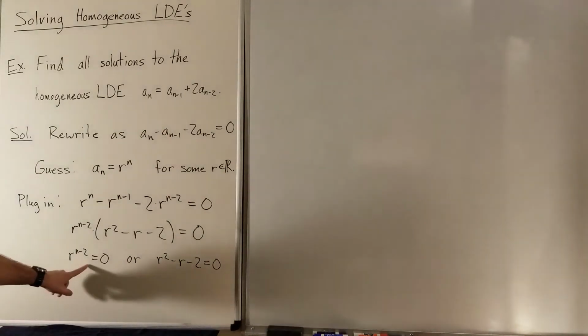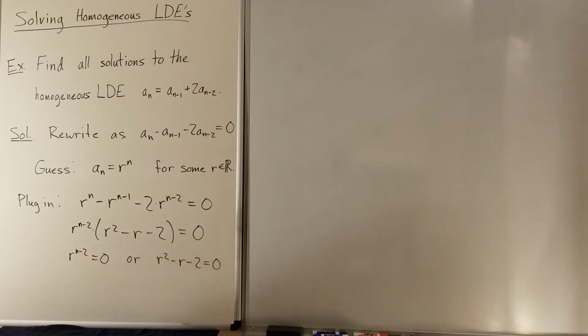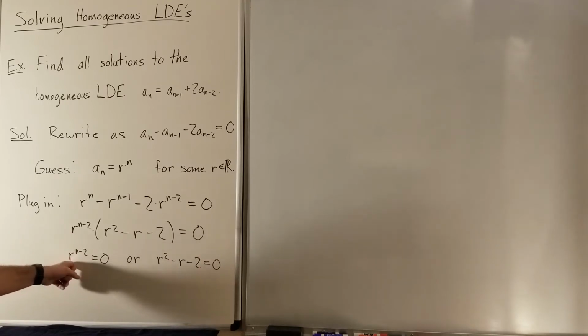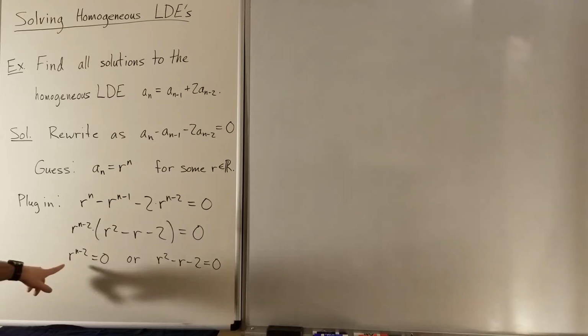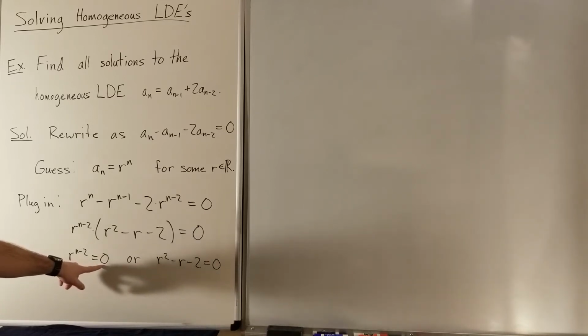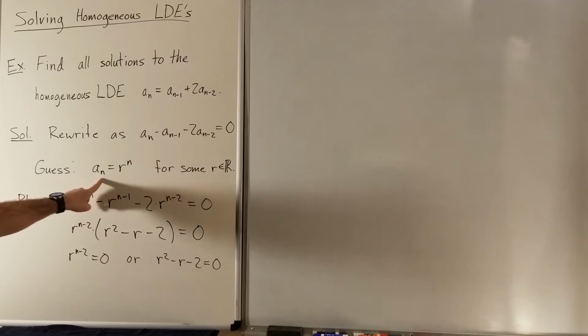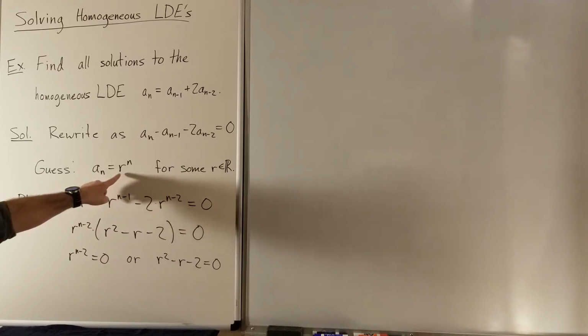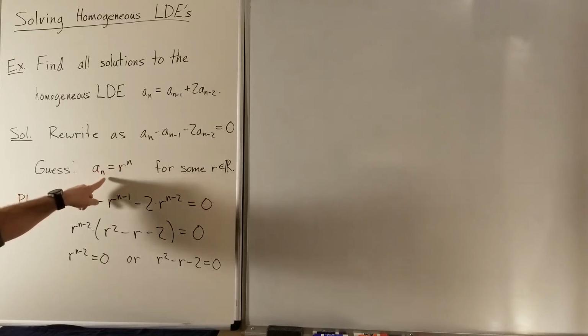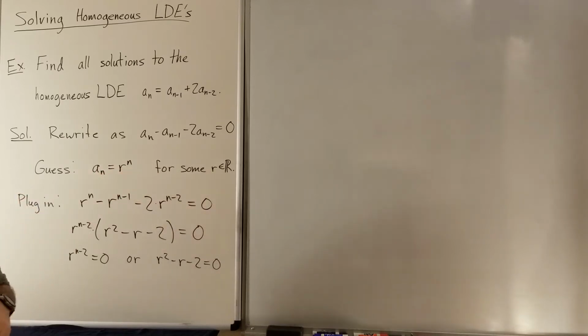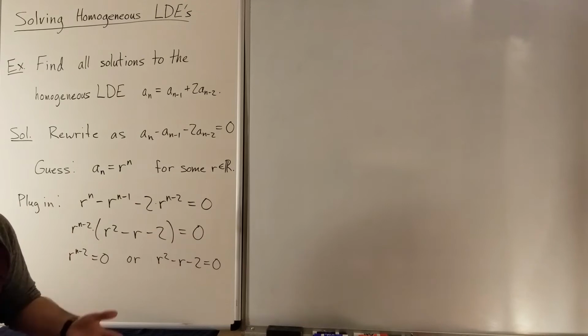Okay, so let's look at this first. We're saying r to the n minus 2 equals 0. Well, that just means that r must be 0, right? If you raise some number to a power and get 0, the number that you started with, the r, has to be 0. Okay? And saying that r is 0, remember a sub n, the formula for the sequence, is r to the n. And if r is 0, then a sub n is always equal to 0 to the n. In other words, a sub n is always equal to 0.